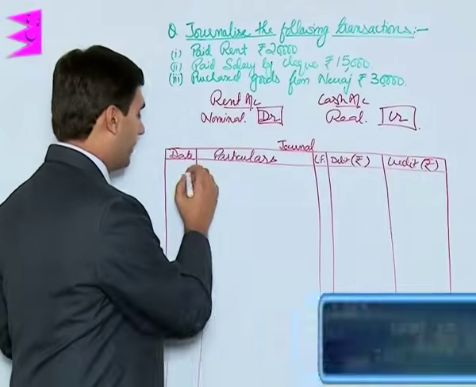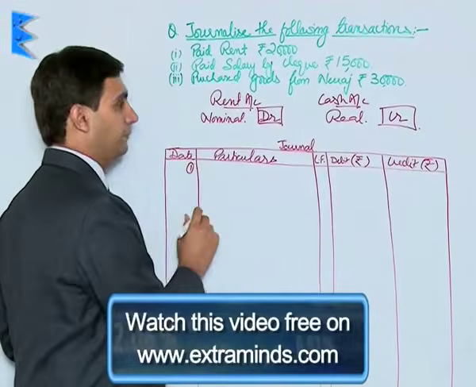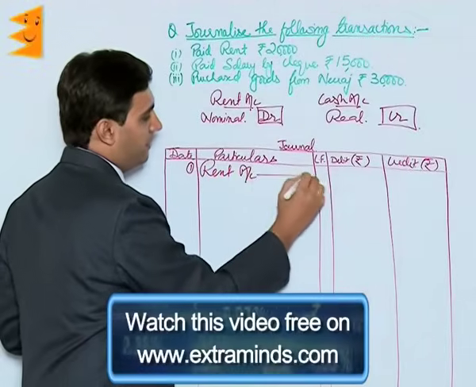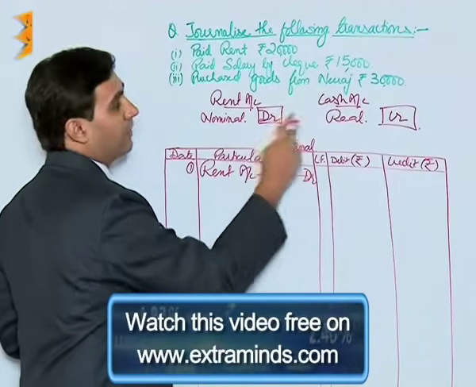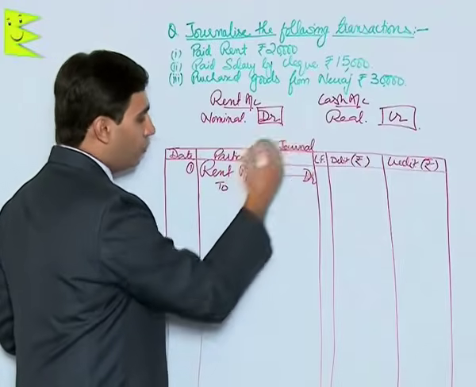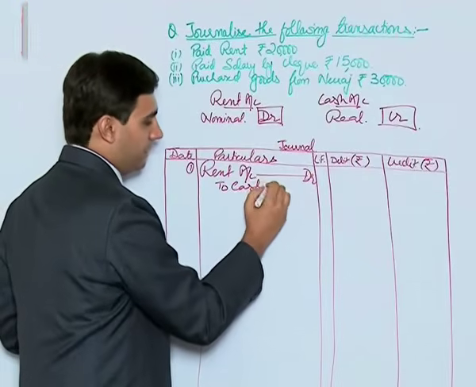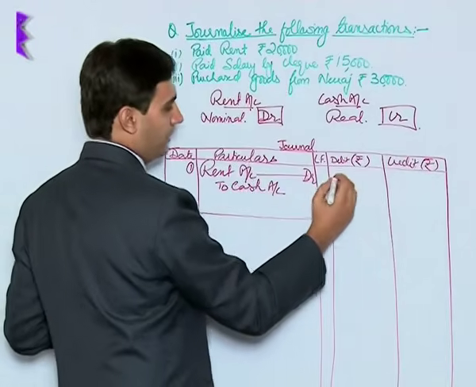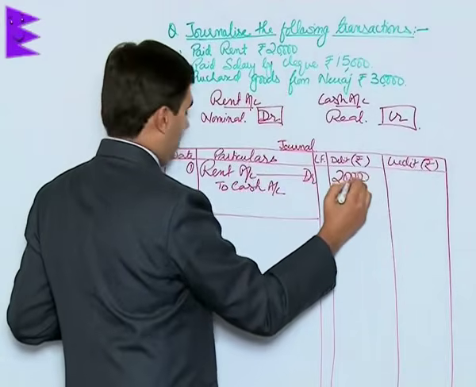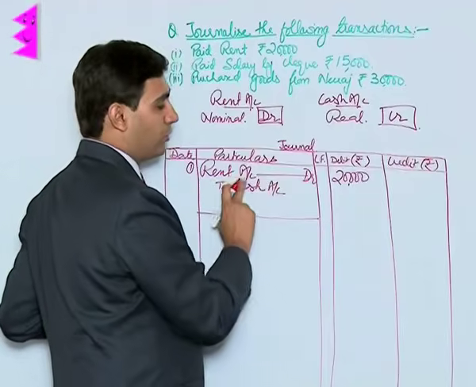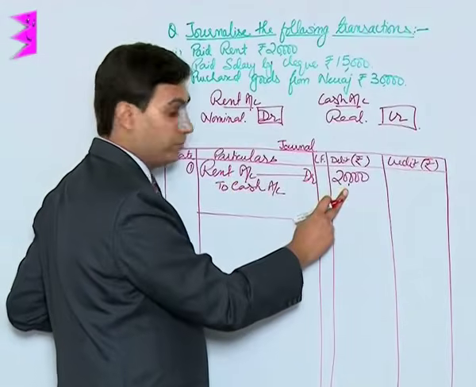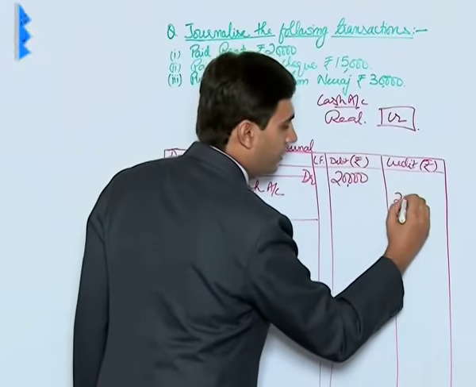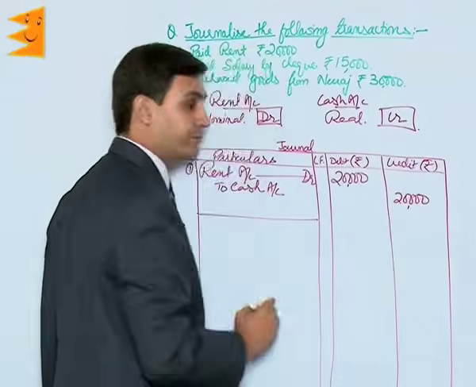Again, the date is not mentioned, so I'll mention the serial number here. Rent account debited, the account which has been debited is written the first account, and to the account that has been credited, that is cash account. The amount is 20,000. Rent account debited, so the amount corresponding to this is written in the debit column. The cash account has been credited, so the amount corresponding to it should be written in the credit column.